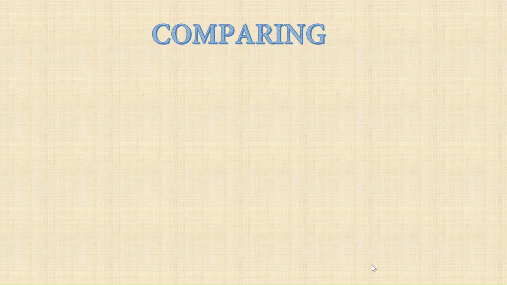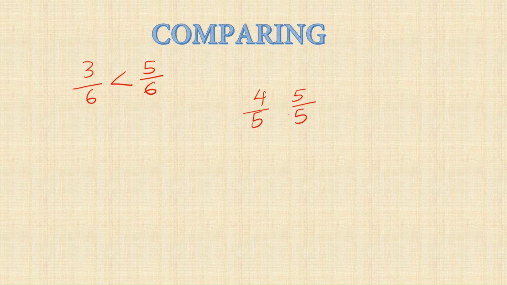Now take a few examples. 3 upon 6 and 5 upon 6. Denominators are the same, so compare the numerators. 5 is greater than 3, so we can directly tell that 5 upon 6 is greater. 4 upon 5 and 5 upon 5. Again, denominators are the same, 5 is greater, so 5 upon 5 is greater than 4 upon 5.